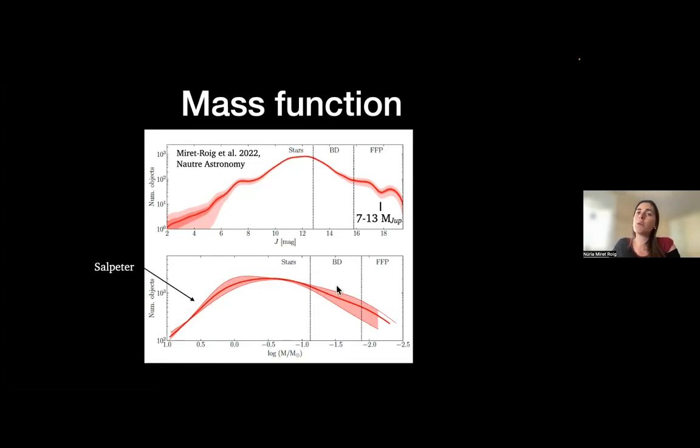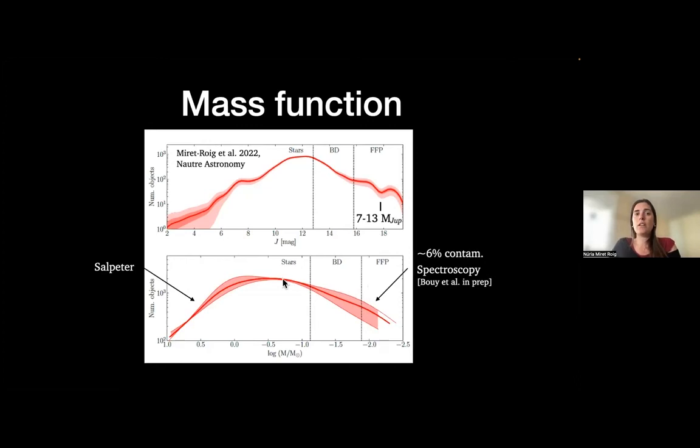But the most interesting part of this function, in my opinion, is regarding the planetary masses. First of all, I want to comment that we measured a very low contamination rate for these free-floating planets. This is based on a spectroscopic survey that we will publish very soon, and it just reinforces the fact that the majority of objects we detected are indeed members of this association.